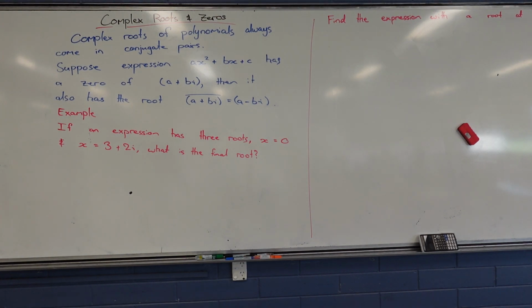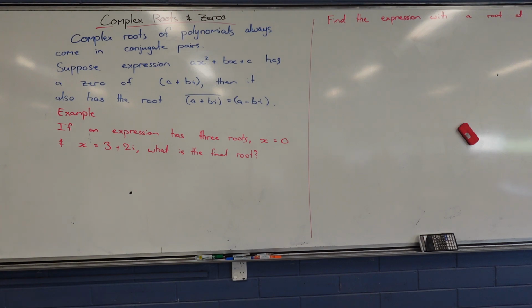Okay, so what we're going to do is look at how we can find all roots of expressions or polynomials that have complex roots. Now, I mentioned the word root and the word zero. If we're talking about either an equation or a polynomial, I'm going to call them roots. If I'm talking about an expression, I'm going to call them zeros. You can use the words interchangeably, it doesn't really matter.